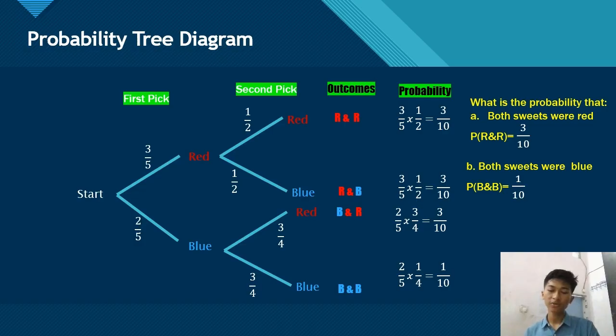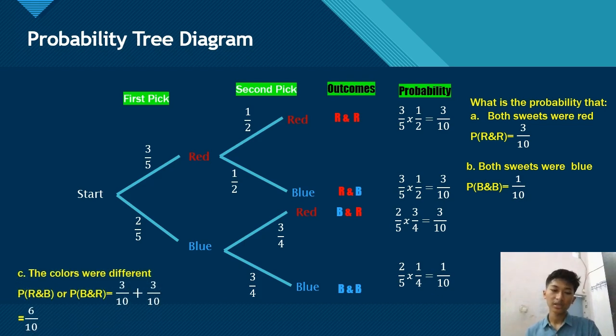B, both sweets were blue. The probability of blue and blue is 1 over 10. You see, the colors were different. This means first red and the second blue, or the first blue and the second red. Now, the probability of red and blue, or blue and red, is 3 over 10 plus 3 over 10, which equals 6 over 10.